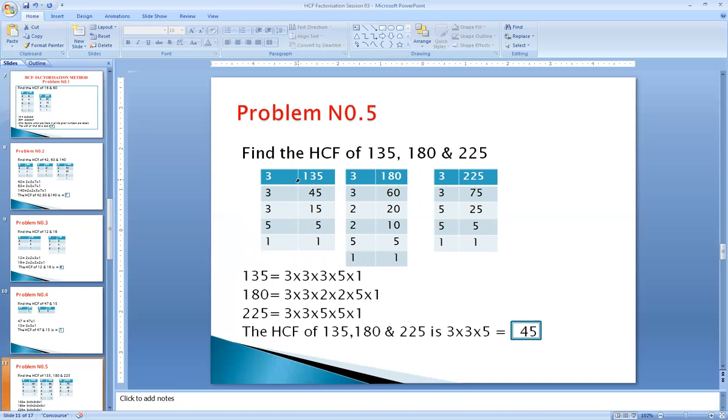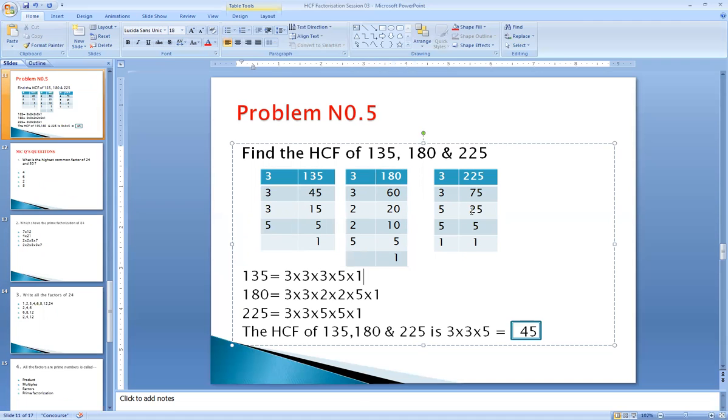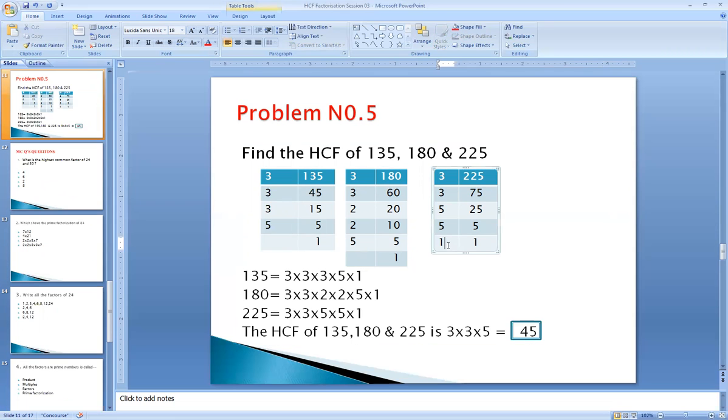And the next is where they have given three numbers, that is 135, 180 and 225. It has to be divided separately. 3 45s are 135, 3 15s are 45, 3 5s are 15, and 5 1s are 5. So for 135, the product is 3 into 3 into 3 into 5 into 1. Then 180: 3 60s are, 3 20s are, 2 10s are, 2 5s are, again 5 1s are. Then 225: 3 75s are, 3 25s are, 5 5s are, again 5 1s are.